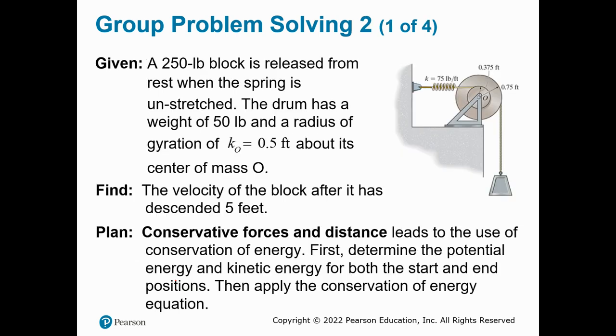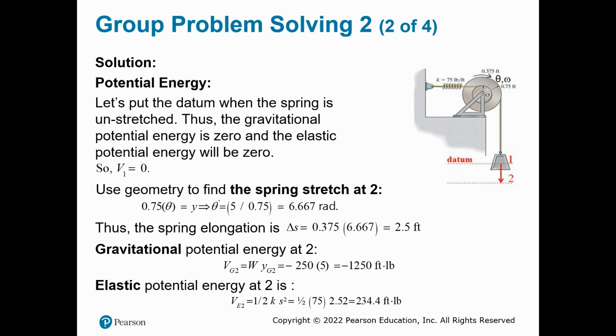Last problem of the day of this video. So we have a block. We know the weight of the block is 250 pounds and it is released from rest when the spring is unstretched. So right now, the spring is unstretched. The drum has a weight of 50 pounds and a radius of gyration k_O equals 0.5 foot, and it's about the center of mass O. We want the velocity of the block after it has descended 5 feet. In other words, this thing is coming down 5 feet.